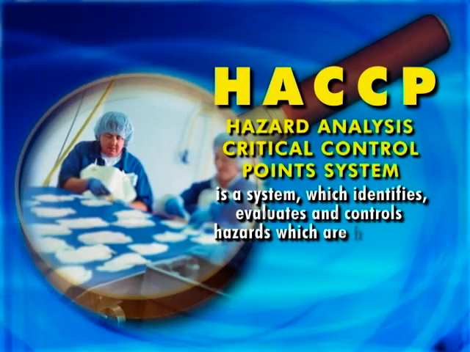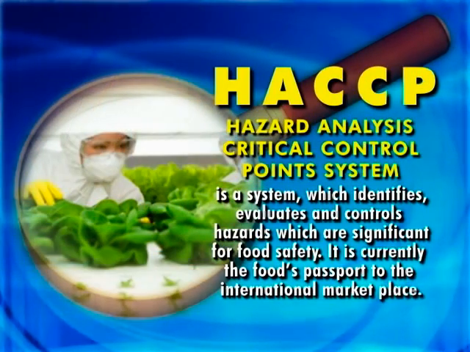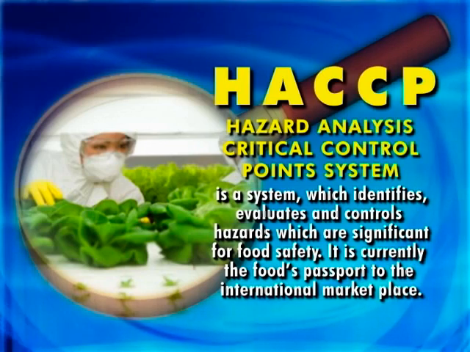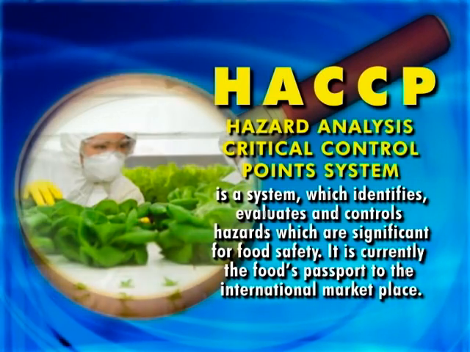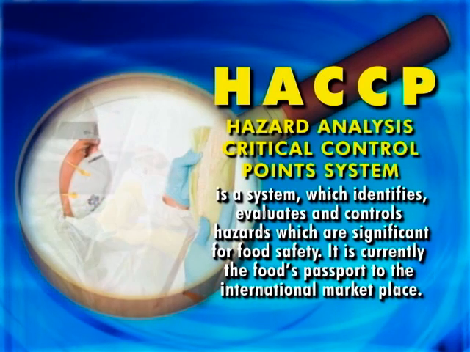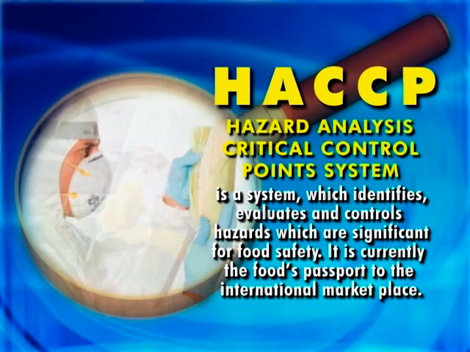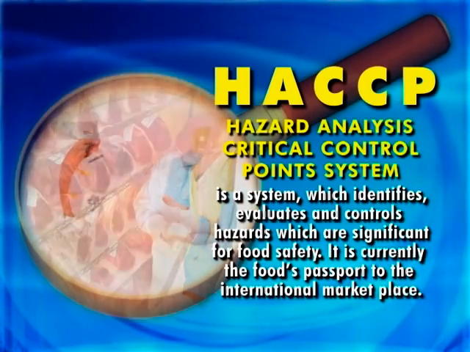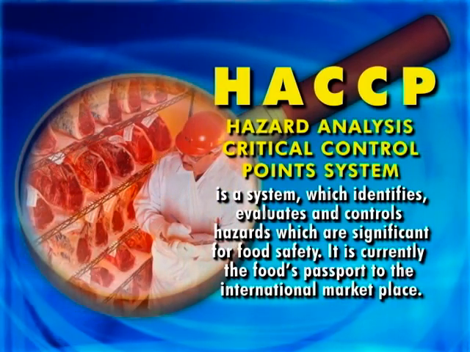HACCP is the acronym for Hazard Analysis Critical Control Points System. HACCP is a system which identifies, evaluates, and controls hazards which are significant for food safety. It is currently the food's passport to the international marketplace.